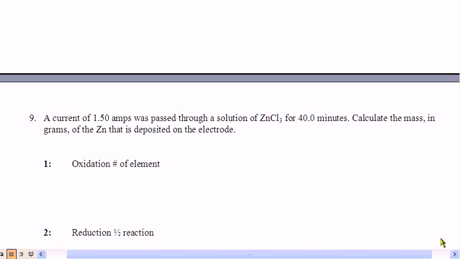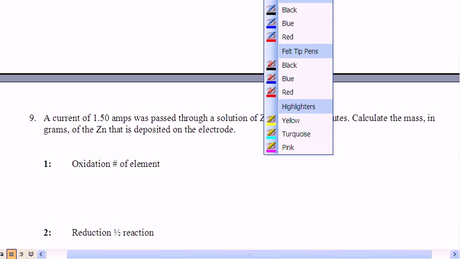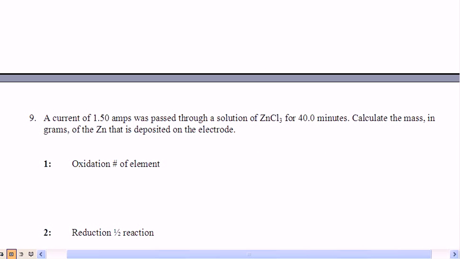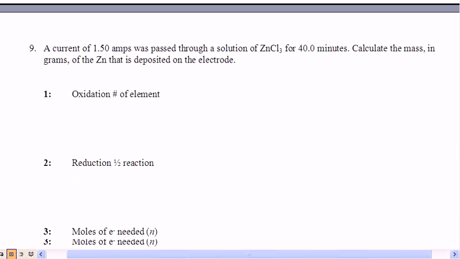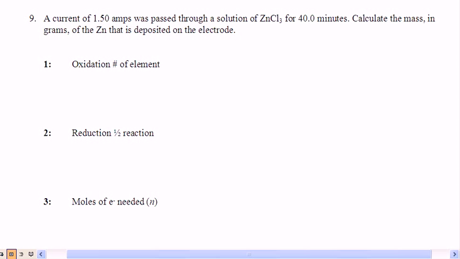Okay guys, I'm going to broadcast here the solutions to problems 9, 10, and 11 in your learning packets. These are electroplating problems. In problem number 9, the first step is to get the oxidation number.